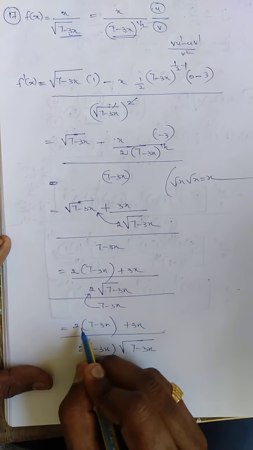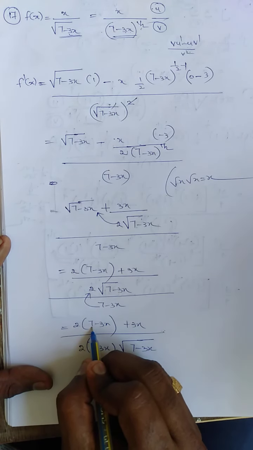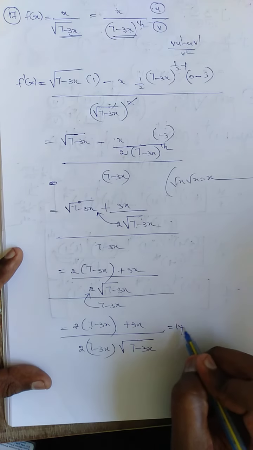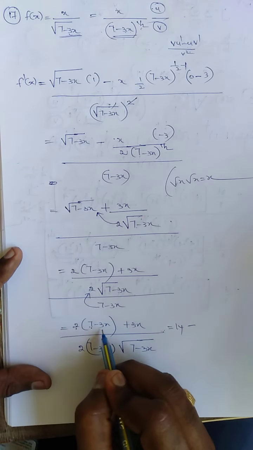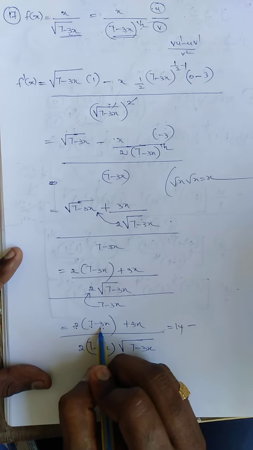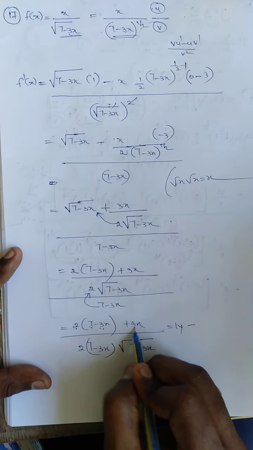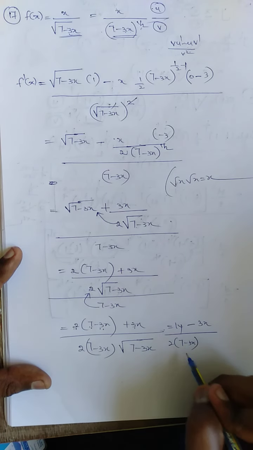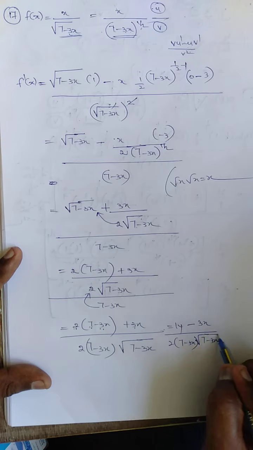Otherwise you can multiply inside. 2 sevens are 14. You can multiply and put the answer. 2 sevens are 14, so put 14 minus 2 threes are 6x, minus 6x plus 3x. Minus 6x plus 3x becomes minus 3x. So the answer is (14 minus 3x) divided by 2 into (7 minus 3x) square root of 7 minus 3x.